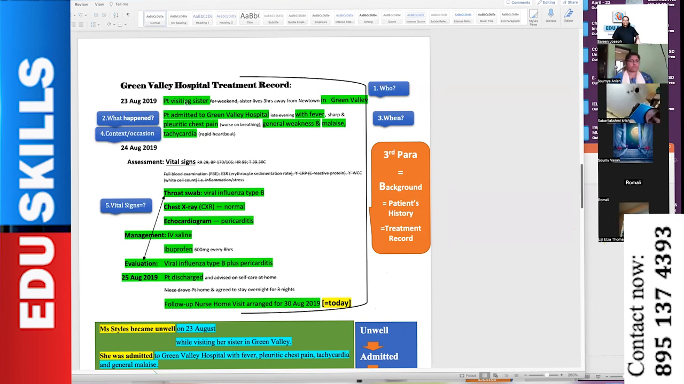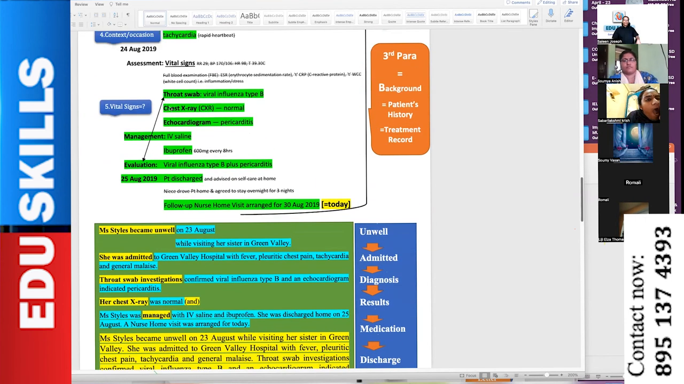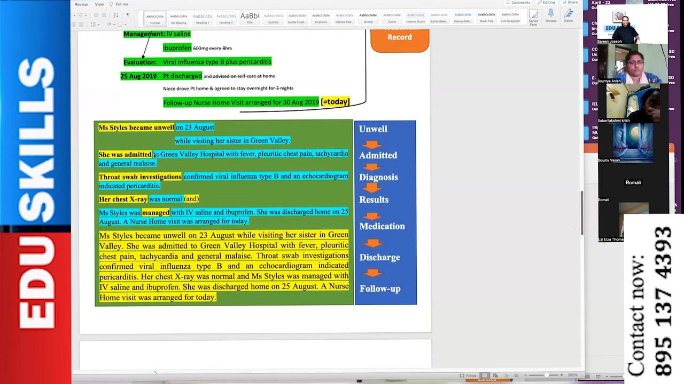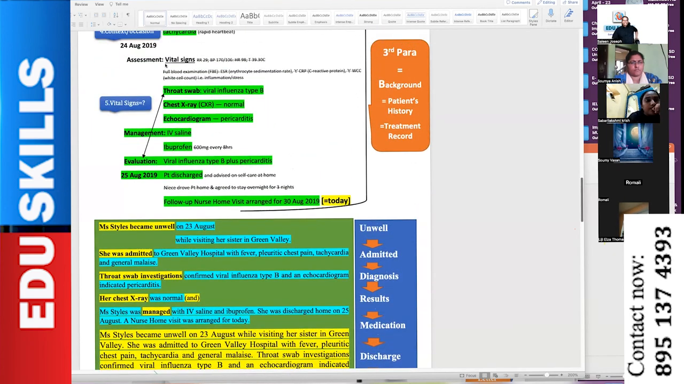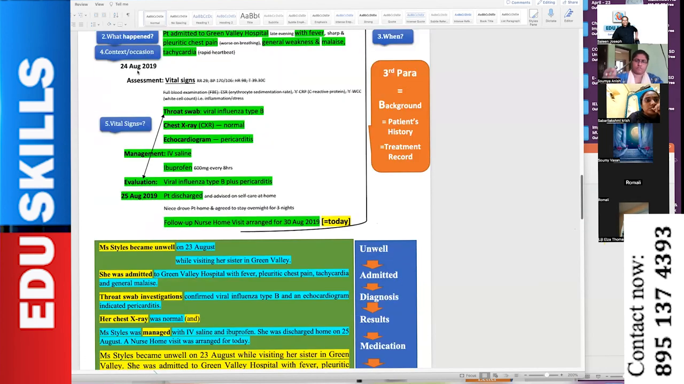So you know who was treated: Ms. Styles, in the context of visiting her sister in Green Valley, and admitted to Green Valley Hospital with fever, pleuritic chest pain, general weakness and malaise, tachycardia, all those details. Then you have vital signs, throat swab, chest x-ray, echocardiogram. Then you have management. Then you have evaluation. Then follow-up was arranged. So here what you have to do is just add the name in the beginning. Ms. Styles became unwell on which date?